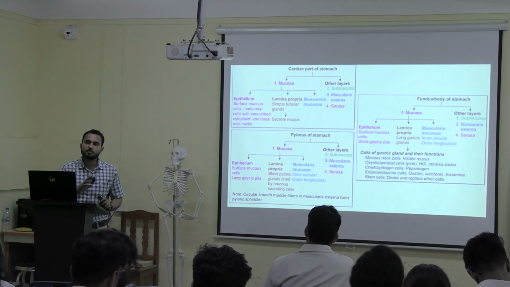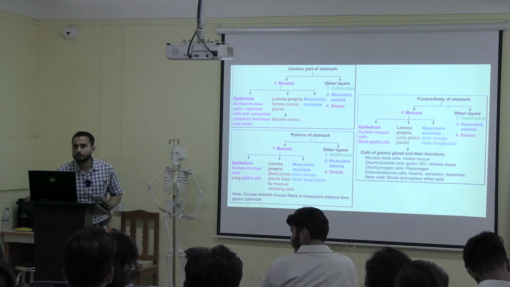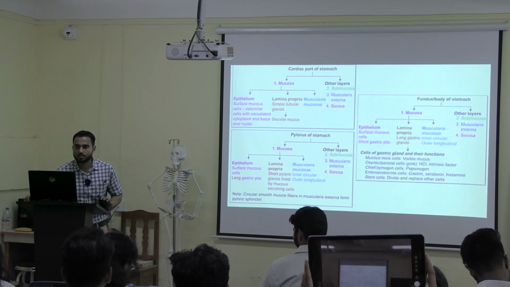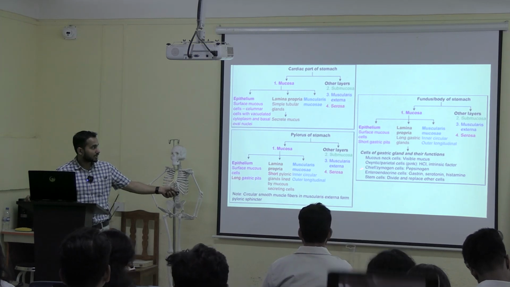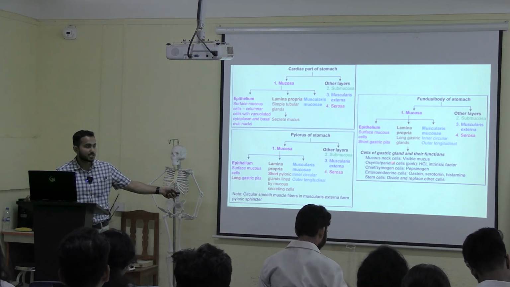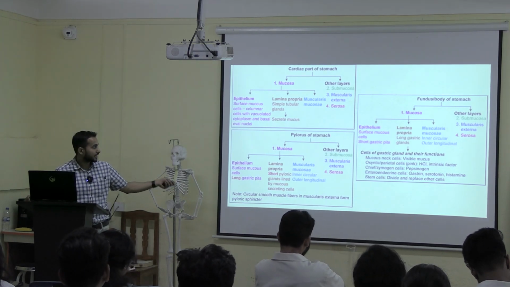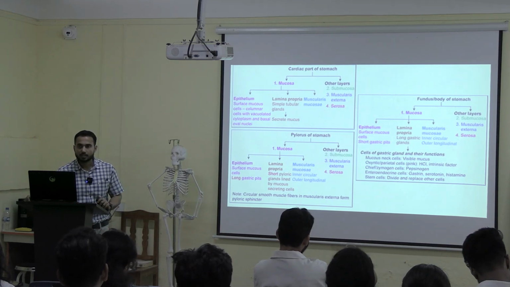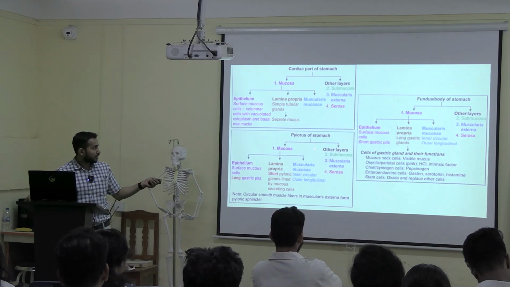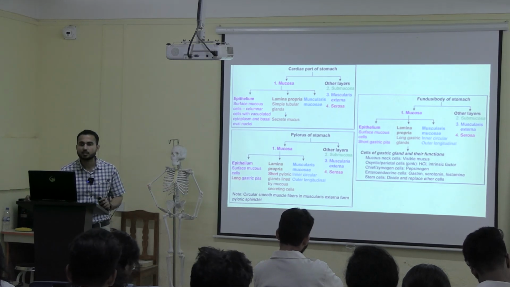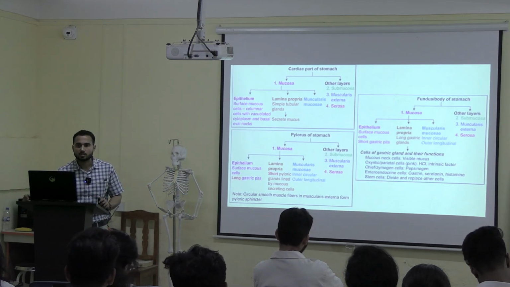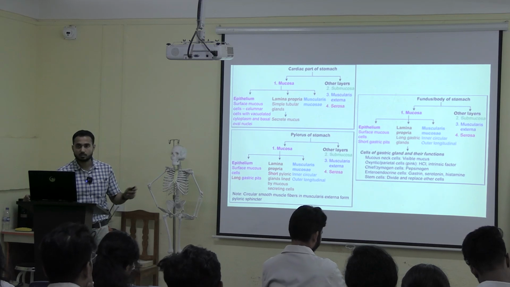First of all, differences will be there in the lamina propria, in the glands. Here you can see in the fundus or the body of the stomach, the main gastric glands have different types of cells present. Those will be absent over here and over here. Next, in the pyloric part of the stomach, in the muscularis externa, what will be there? The pyloric sphincter will be present. Those will be absent over here and over here.